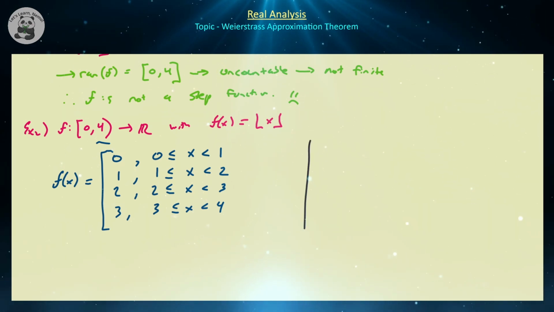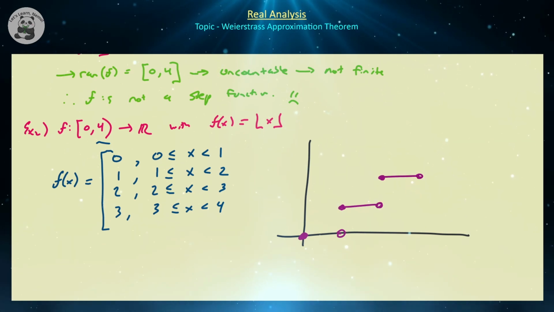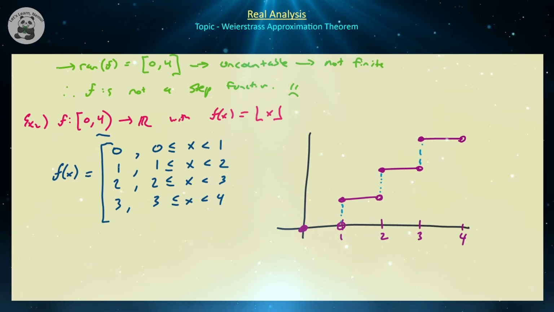If we look at this particular function in a graphical manner, what we have here is closed circle, open circle, closed circle, open circle, closed circle, open circle, closed circle, open circle, where these boundary points are located at 1, 2, 3, and 4. So this function looks like a bunch of steps, right? Because notice that this is practically just a vertical line. So it's just a bunch of steps that you probably would walk on.